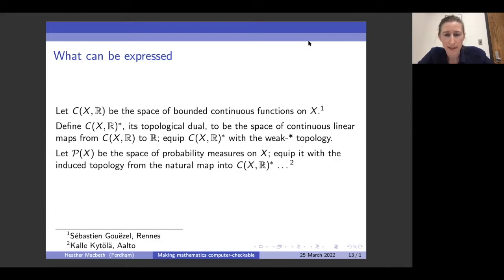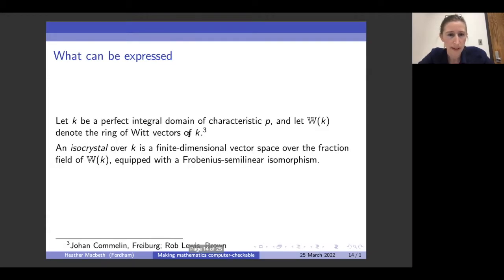And I want to emphasize that this is really very partial and random and just picking things that I happen to have heard of or know well. So you can say, take a perfect integral domain of characteristic p, take the ring of Witt vectors over k, that was defined by Johan Commelin in Freiburg and Rob Lewis at Brown. And you can define an isocrystal over k to be a finite dimensional vector space over the field of fractions of the ring of Witt vectors and to group it with a Frobenius and a linear isomorphism. That was actually my own work with Rob a few months ago.